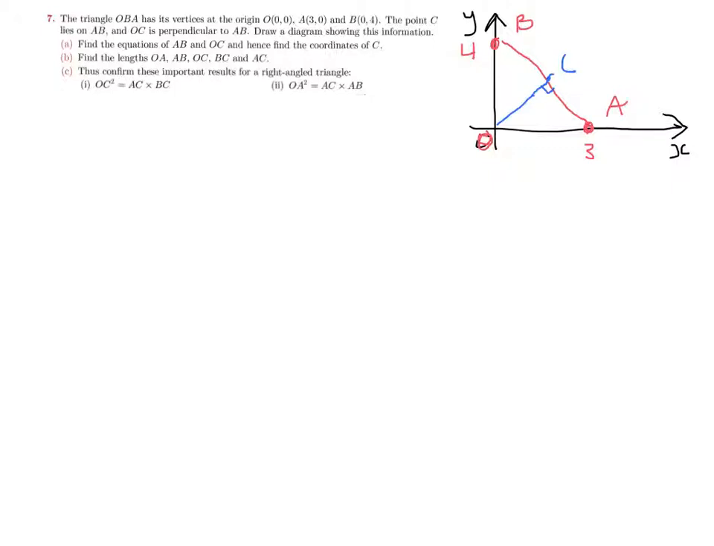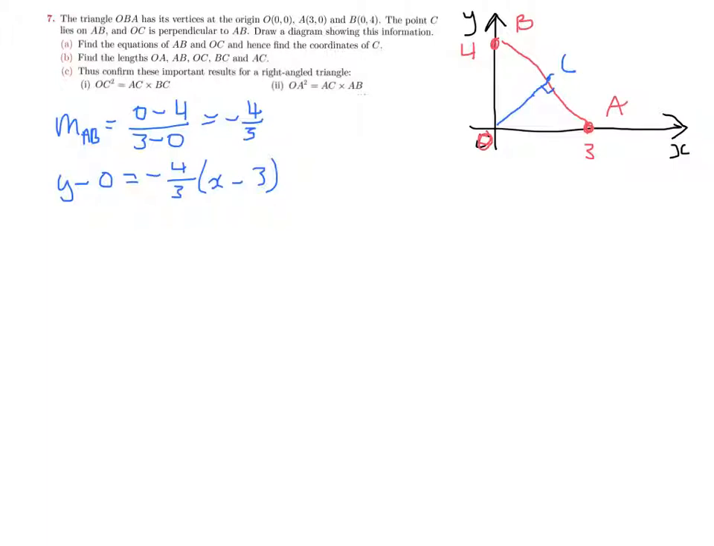So, to find the equation of a line, we need the gradient. The gradient of AB is going to be the difference of the y coordinates, so it's 0 minus 4 over 3 minus 0, which is minus 4/3. We know a point that goes through AB, it's A, or alternately B, but we'll just use A, so therefore y minus 0 equals minus 4/3 (x minus 3).